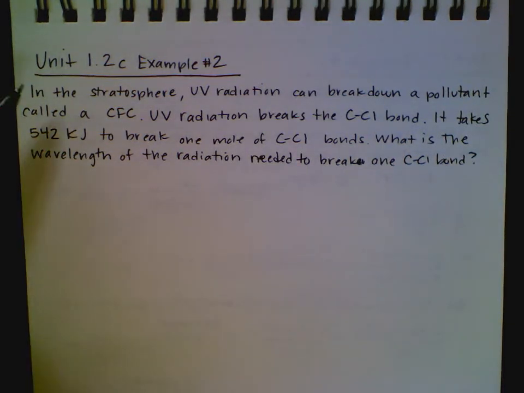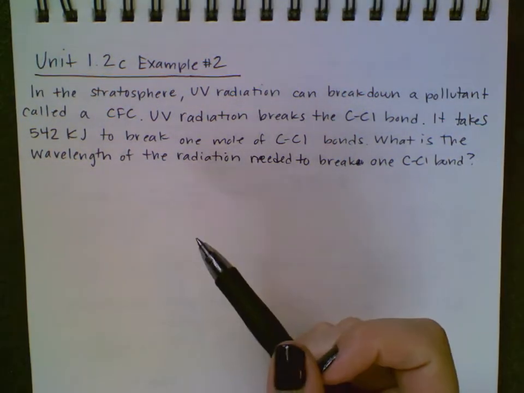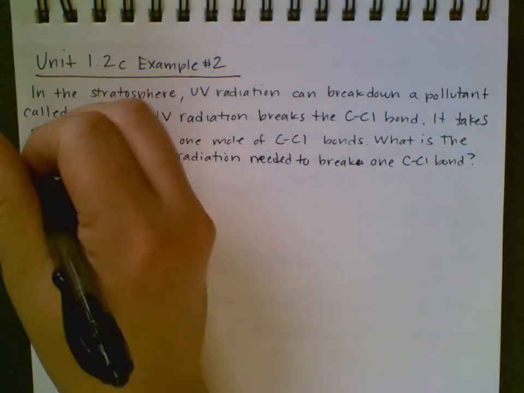If we read it over, it says in the stratosphere, UV radiation can break down a pollutant called a CFC. UV radiation breaks the C to Cl bond. It takes 542 kilojoules to break 1 mole of C to Cl bonds. What is the wavelength of the radiation needed to break 1 C to Cl bond? So there's a lot of information in this problem. We are given an energy value this time, so it's a little bit different than our previous example.